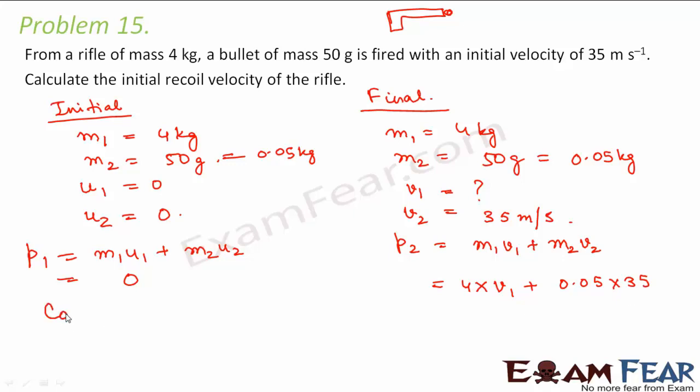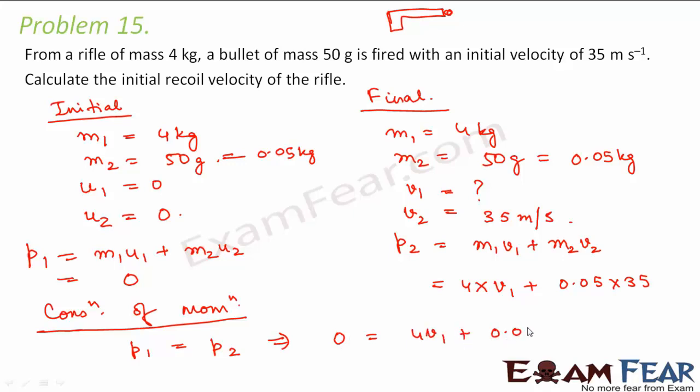Right? Now, according to conservation of momentum, as per conservation of momentum, total initial momentum should be equal to total final momentum. Therefore, we can say 0 is equal to 4v1 plus 0.05 into 35. So from this we can say v1 is equal to minus 0.4375 meter per second. So here if you notice, this is the velocity of the rifle, and the negative sign shows that the rifle moves in the opposite direction. The bullet will move in this direction, whereas the rifle moves in this direction.